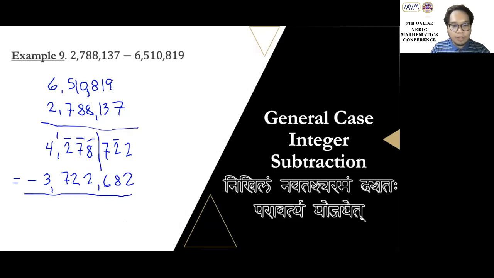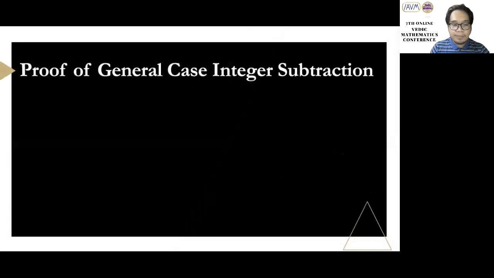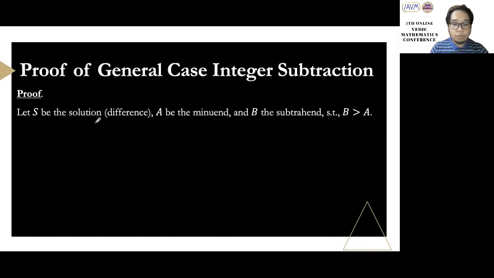Now what we're going to do is provide a proof for this: why this general case integer subtraction works. Let's make it mathematically rigorous. We will call S the solution or the difference, A the minuend, and B the subtrahend. The earlier parts of the paper I will not provide a proof of; the proof is shown in the book of Tirthaji himself. So I'm going to only prove the integer subtraction here.